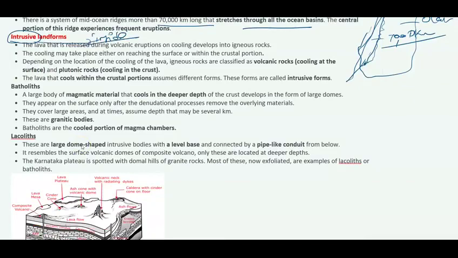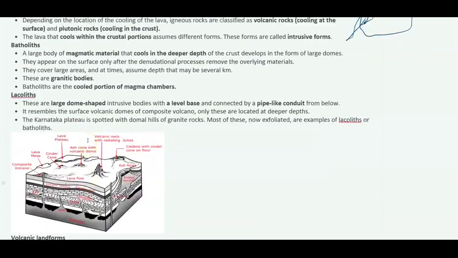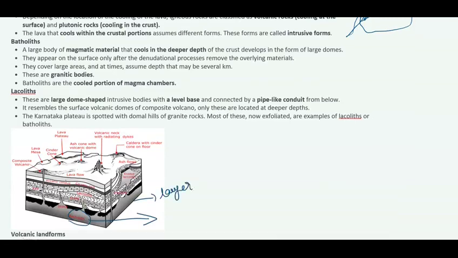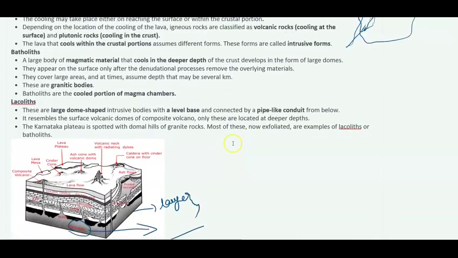So, the first one, I'll show you the diagram and then discuss it. Okay, batholiths. This is called batholiths. Batholiths are the magmatic material that cools in the deeper depths of the crust, and it forms like one layer. Whatever magma is there inside the Earth's surface, after some point of time, it cools and forms batholiths.